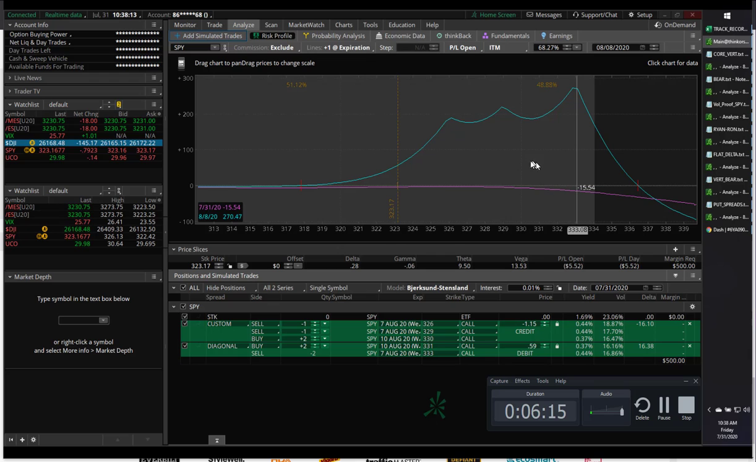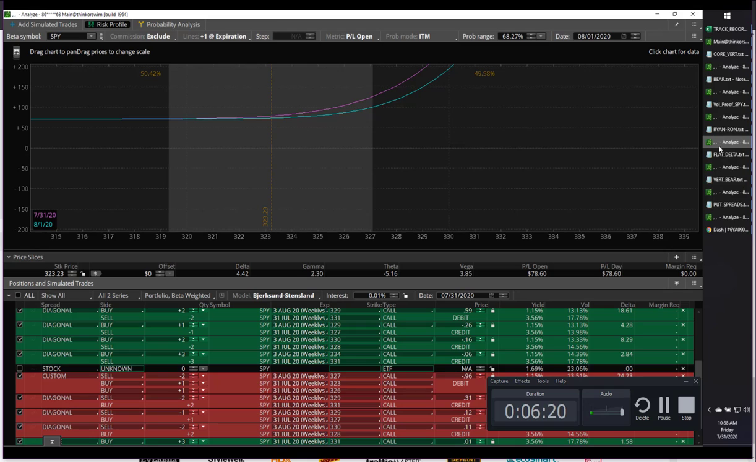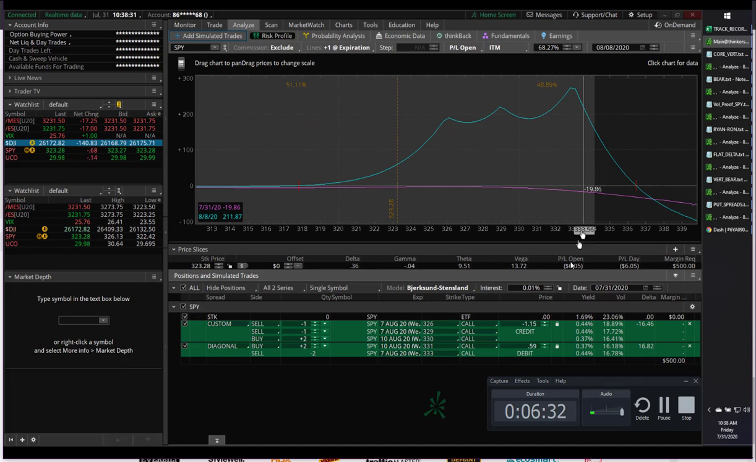around this area. I think I'm doing the strikes 2 apart, usually 2 apart actually. We already know what they're going to be. They're going to be something like 329, 331, 330, 332, 330, 332, 334, like that.